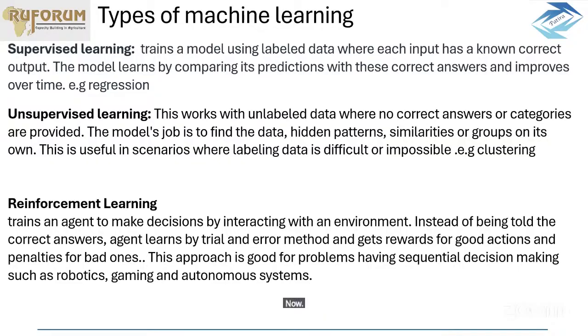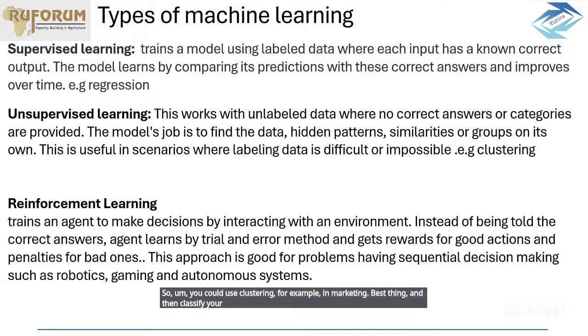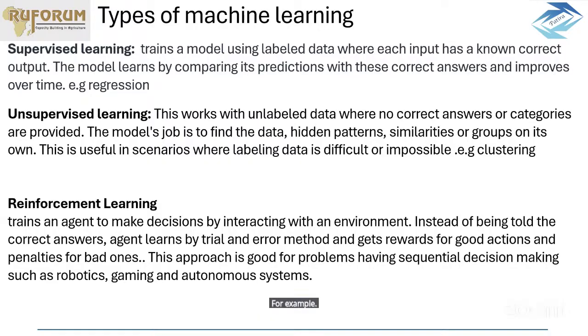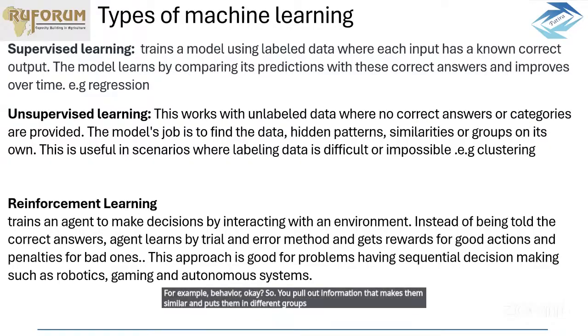Now, unsupervised learning on the other side is where we do not know what the categories are or what the outcome should be. So the model will just try to find similarities and group them together and create patterns that look the same, basing on the data that we have. For example, clustering, okay? So you could use clustering, for example, in marketing, and classify your customers basing on their, for example, behavior. So you pull out information that makes them similar and put them in different groups. Then you can name the groups after.